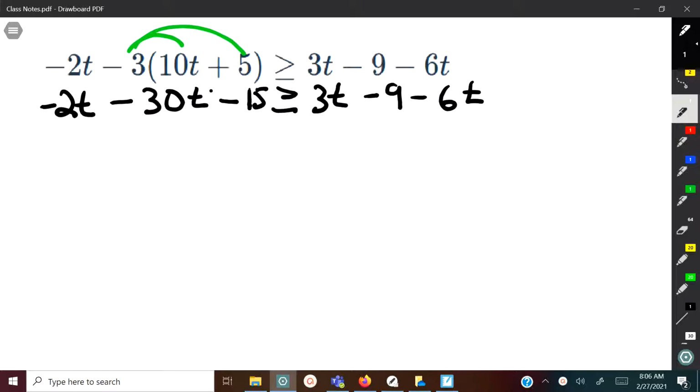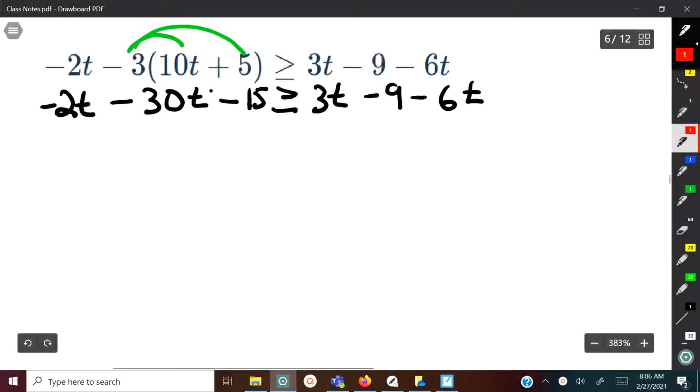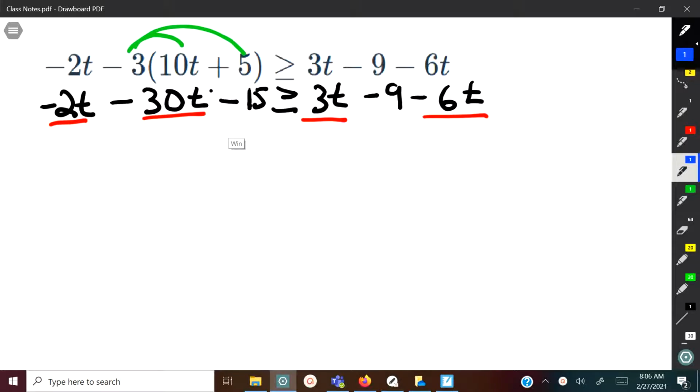Okay, now the next thing I'm going to do is we've got t's everywhere through here. And we want to collect them all together. And we want to collect any constants if they're there as well. So I'm going to underline the ones with variables with red. And underline the ones with no variables, the constants, with blue. And now we're going to collect the ones that have variables, and if there's any for constants, we're going to collect those too. But they have to be on the same side of the inequality.